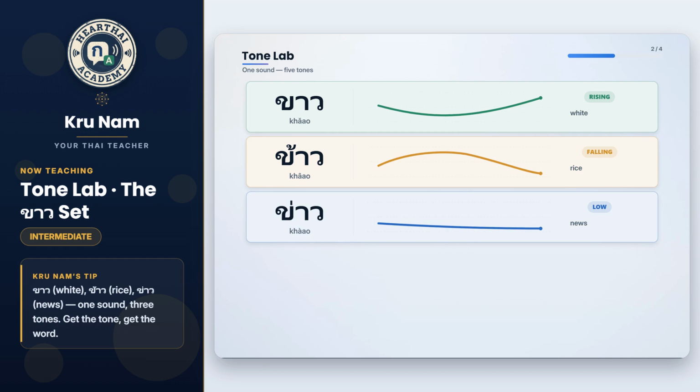Same 3 letters, the very same base sound. But white rises like a question. Rice falls off the edge. And news sits down low. 3 completely different words, and the only thing separating them is the melody of your voice. See how khao, khao, and khao wrote the same melodies you just met?